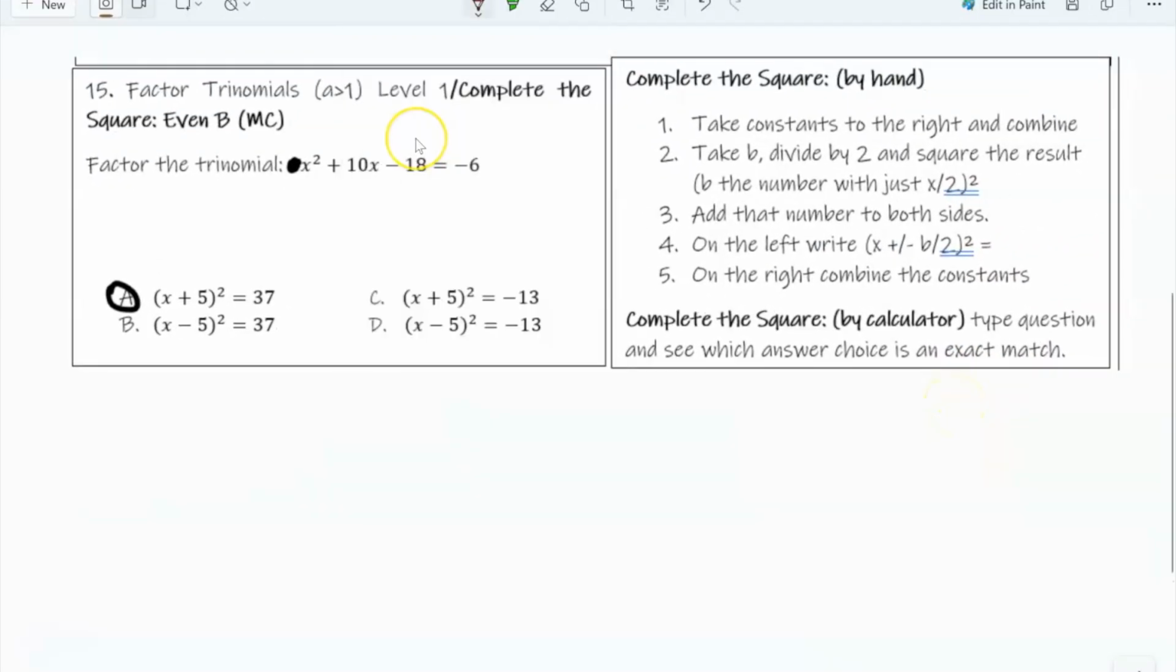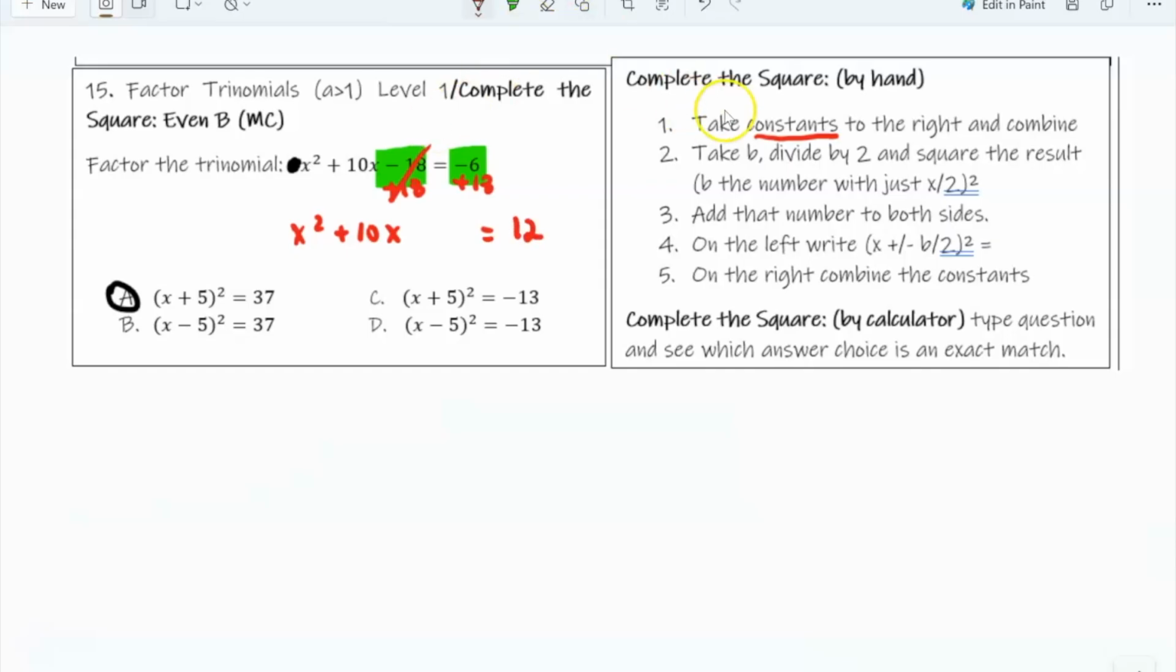All right, so we're going to take the constants, and what is a constant again? Anything that does not have a variable. So that's going to be negative 18 and negative 6, which do not have a variable. Those are my constants. Take them to the right and combine them. So I'm going to add 18 on both sides so that this goes to 0, and what I'm going to be left with is x squared plus 10x, and I'm going to leave a space here, and you're going to see why in a second. Put this in the calculator: 18 minus 6 is 12.